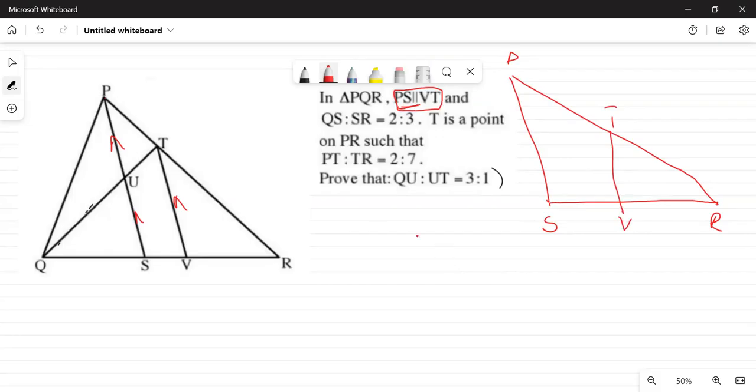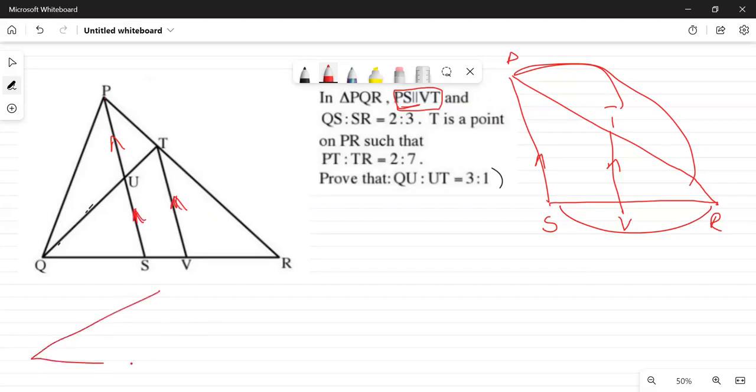Why is this important? This is important because it's going to give us proportionality. If you have parallel lines, then you can use the proportionality theorem. This side is going to be in proportion with this side. So we're going to have a proportionality theorem there. And then what else do we have? This is not the only triangle that we have. We have this line, which is parallel to this one. So we also need that triangle.